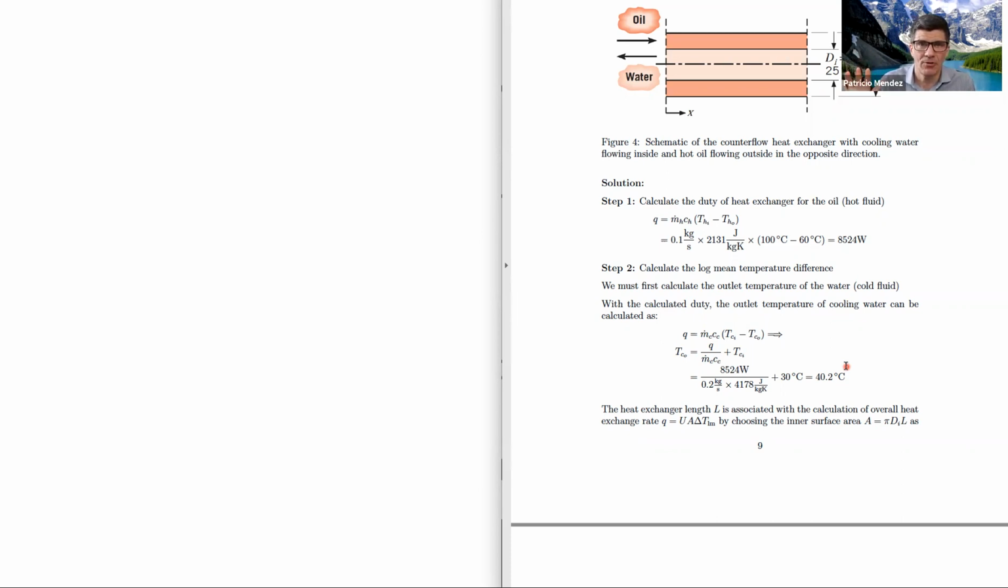If all of a sudden the water was more than 100 degrees, we need to start worrying because we would have a phase change. But in this case, the oil is coming at 100 degrees, so I know the water is not going to be changing phase because it's not going to be going above 100 degrees.